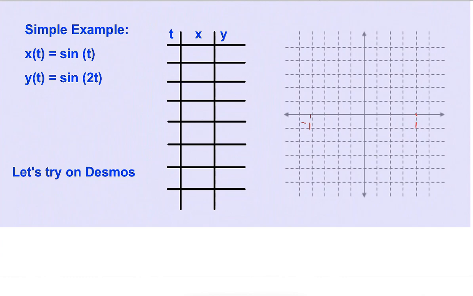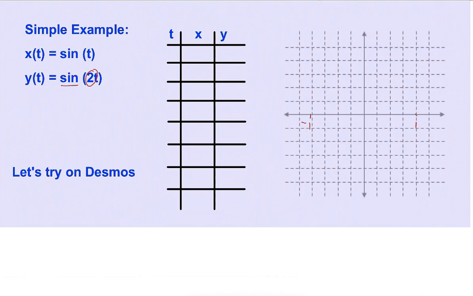At the same time, the y value is also a sine curve. So at the same time that the x, y coordinate is going forward and backwards, it's also going up and down and up and down. It's just that it's going up and down faster than it's going side to side.